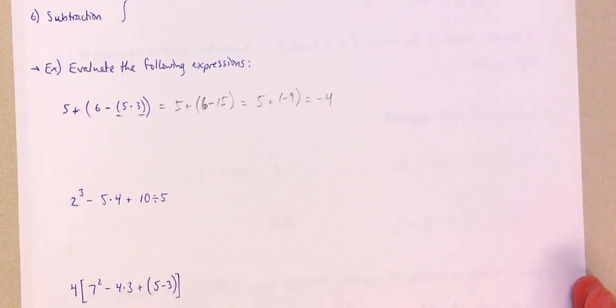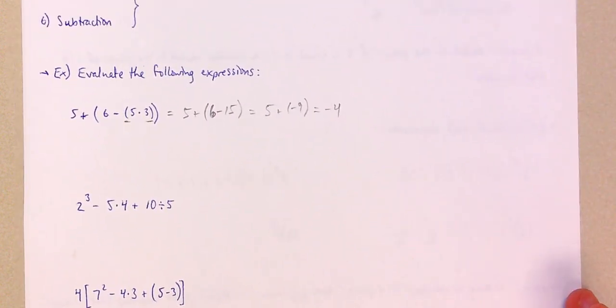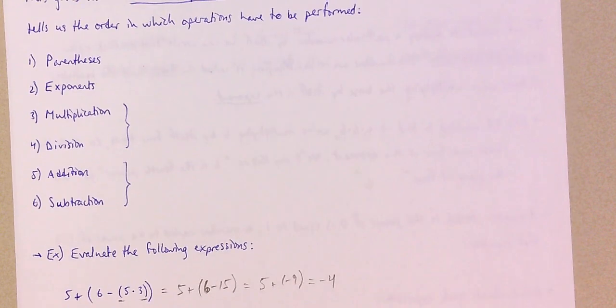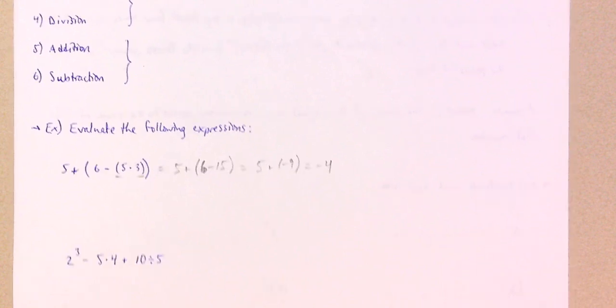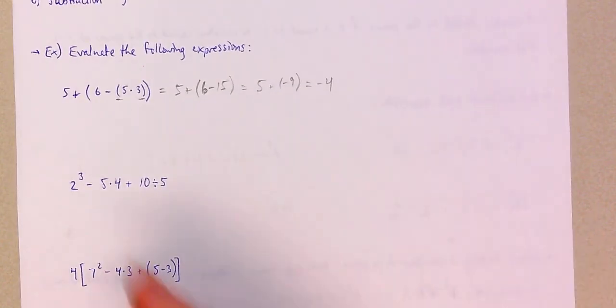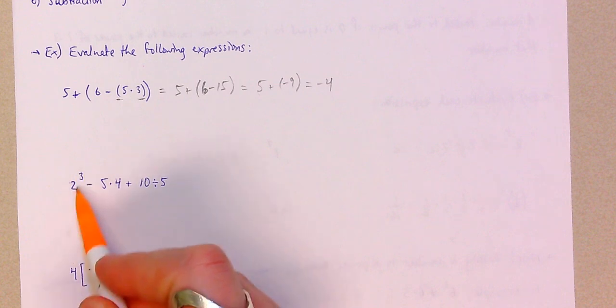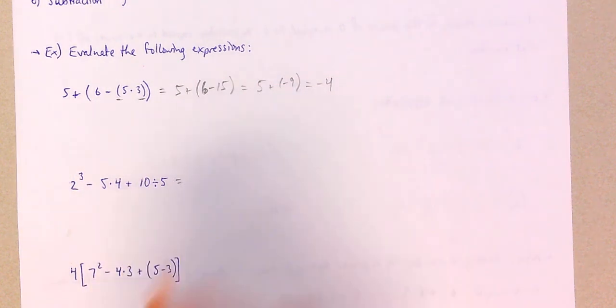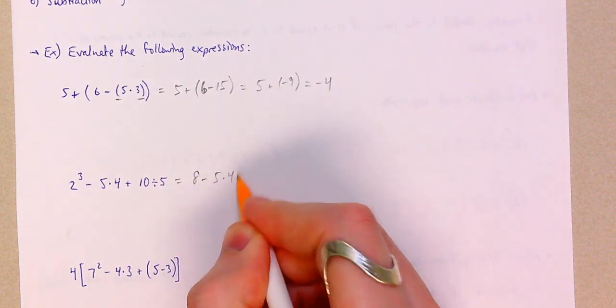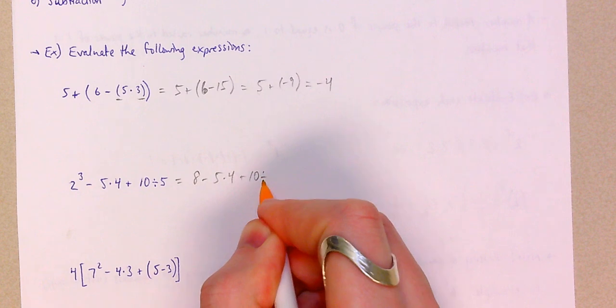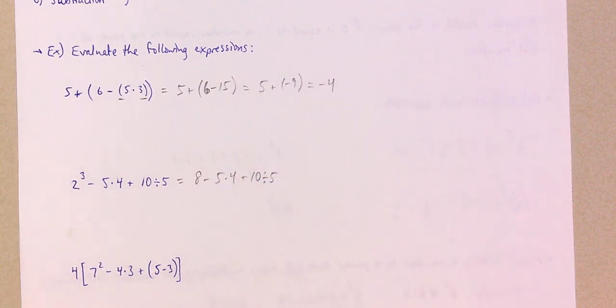Second one, 2 to the third power minus 5 times 4 plus 10 divided by 5. Again, looking at our order of operations, do we see any parentheses happening there? No. So we move on to E, exponents. We have the exponent happening here, 2 raised to the third power. So this is going to be 8 minus 5 times 4 plus 10 divided by 5. All right, all the exponents are taken care of.